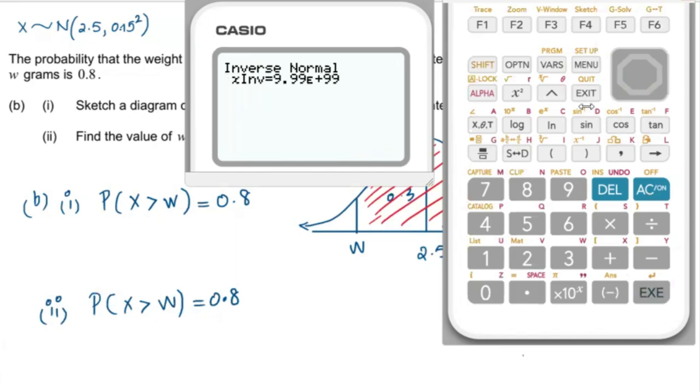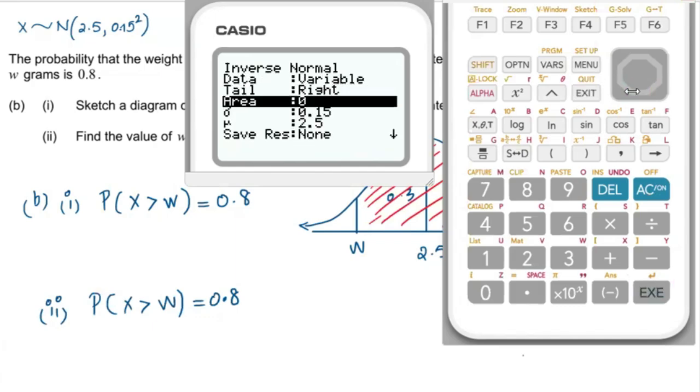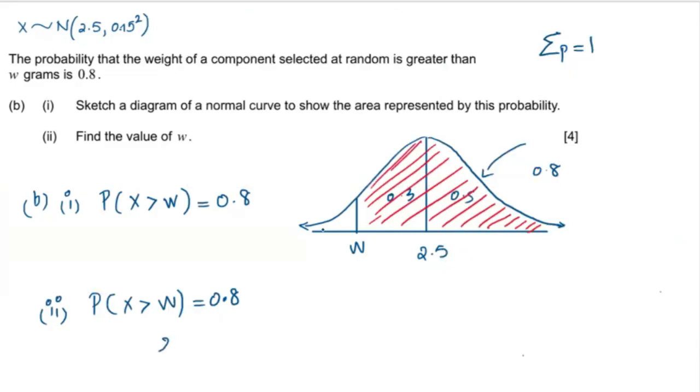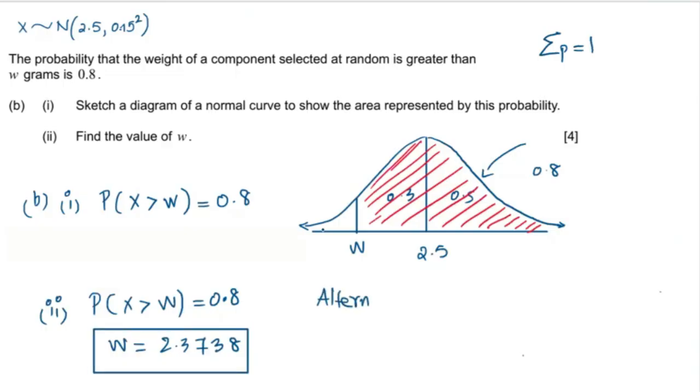Okay, so let's go to the area. There's nothing here. Area here represents the probability. So put 0.8, and my mean and standard deviation are already entered into the GDC correctly. Let's execute. So W is going to be 2.3738. That is W.